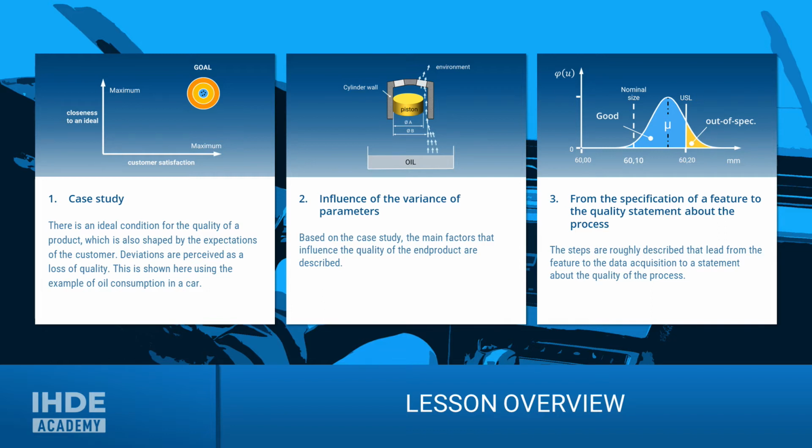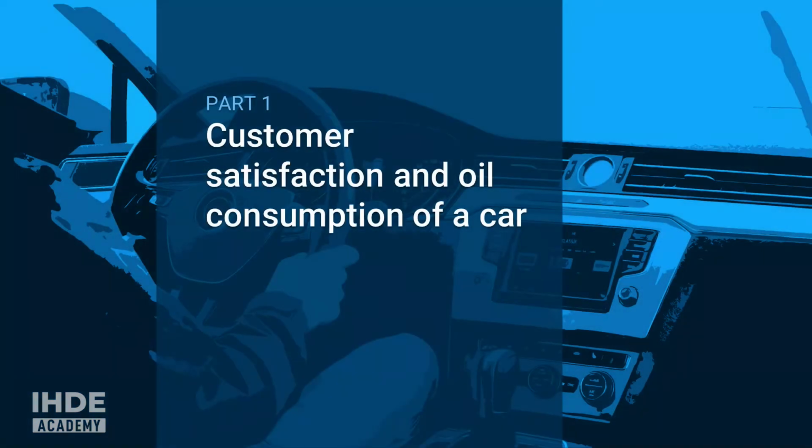In the second chapter, we continue with the example to explain the concepts of precision and accuracy. In the last chapter, we go through, albeit only very superficially, the steps that are required to make a quality statement about a process. Let's start with the example where we use oil consumption of a car to look at how the quality of a single component affects a customer's satisfaction with the finished product.